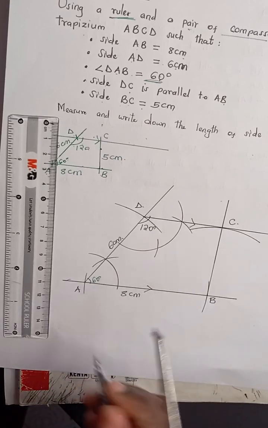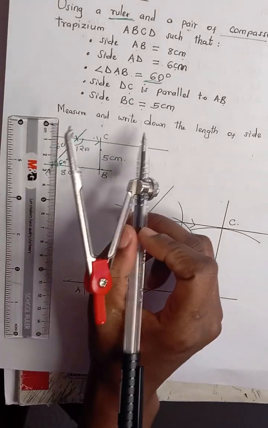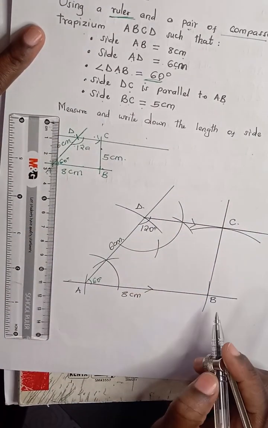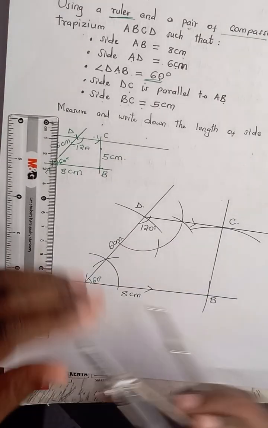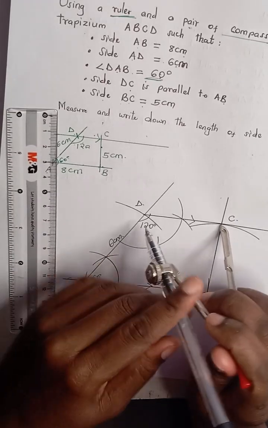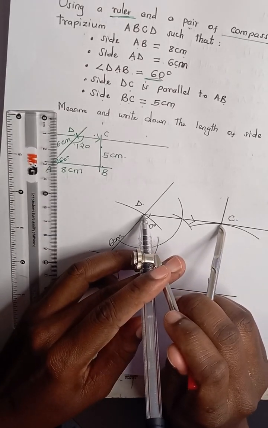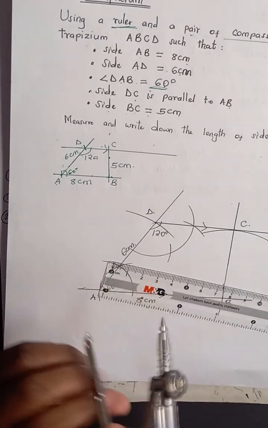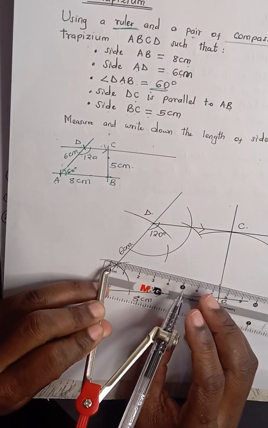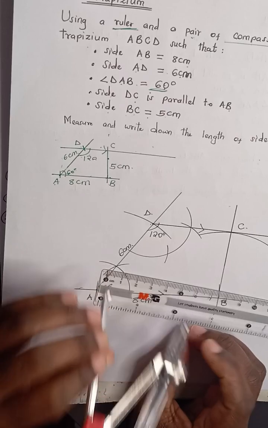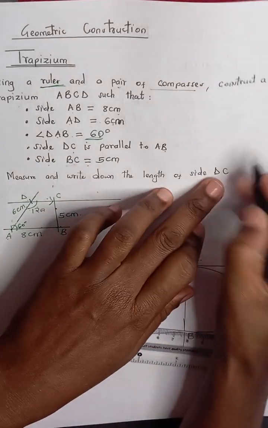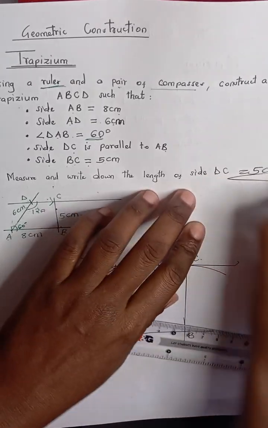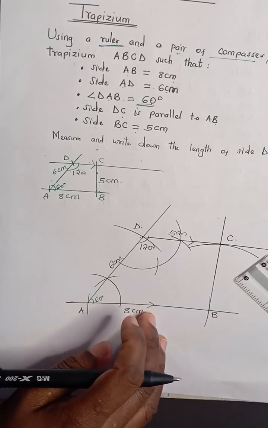Now this is our trapezium, and the question says measure and write down the length of side DC. This is our DC, so we can do that. You can measure directly or use a compass to make your measurement. And it is 5 centimeters. That means our answer is 5 centimeters. And that's how you construct a trapezium. Bye.